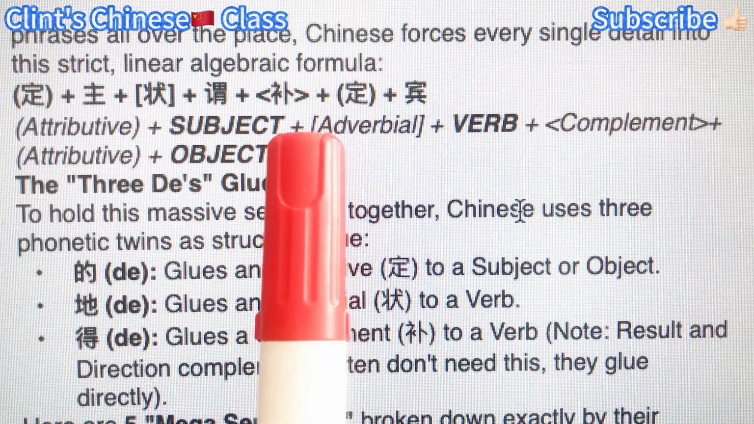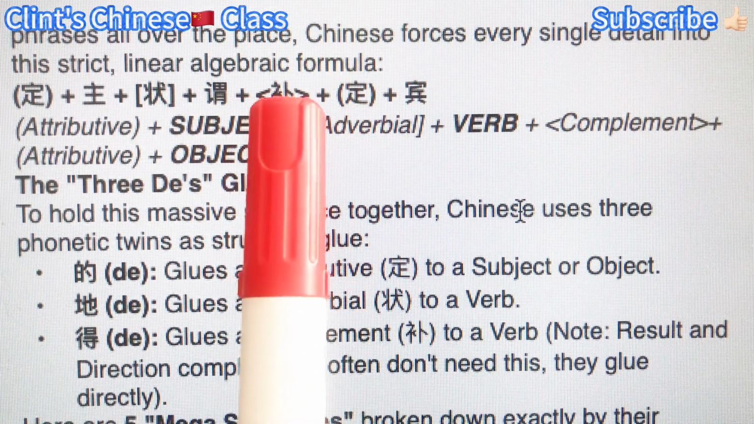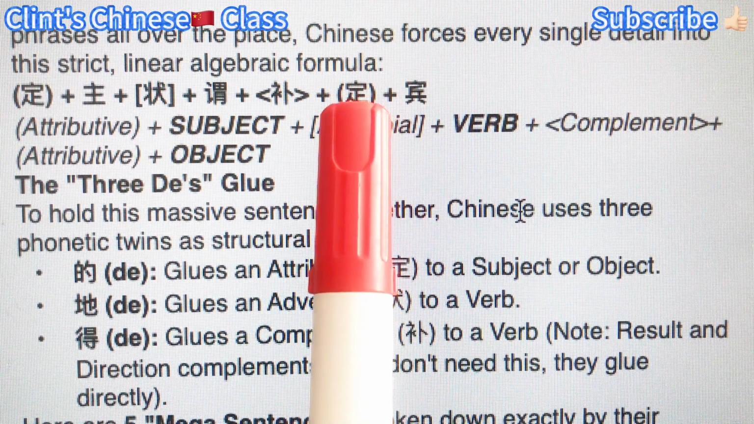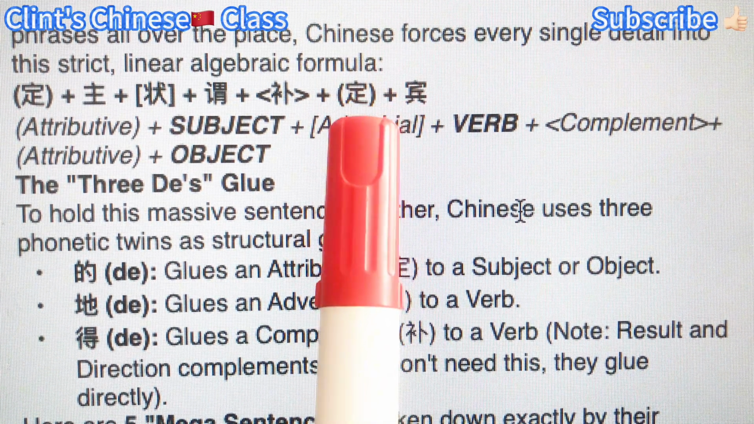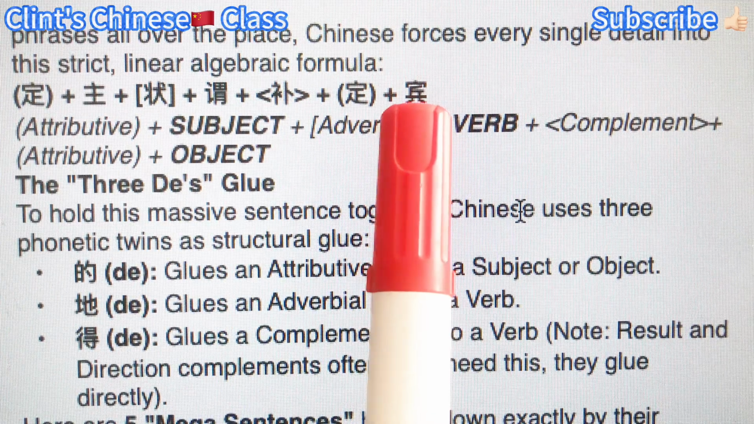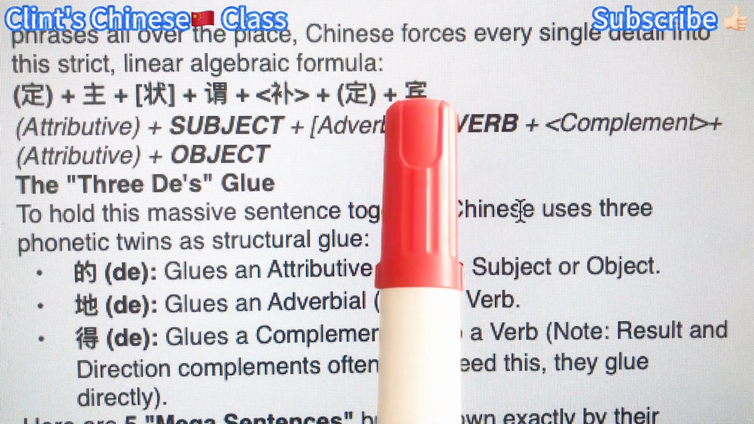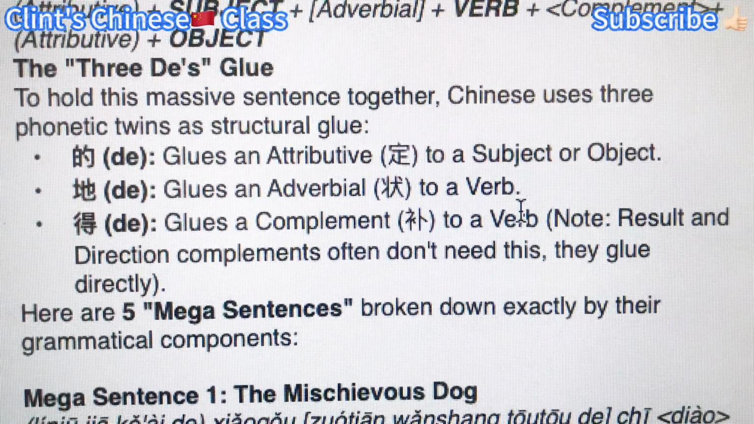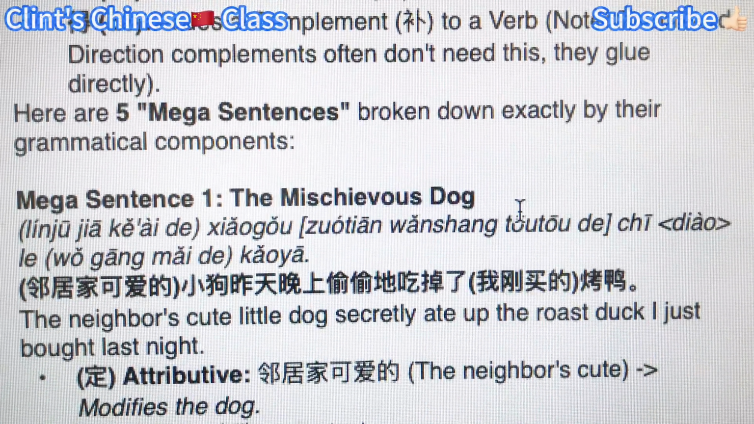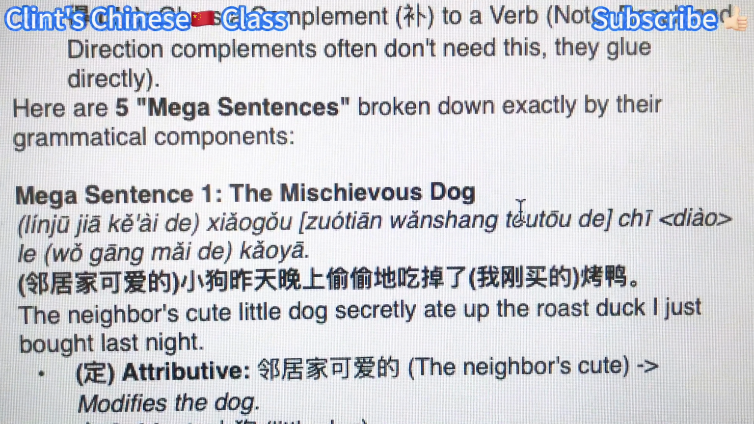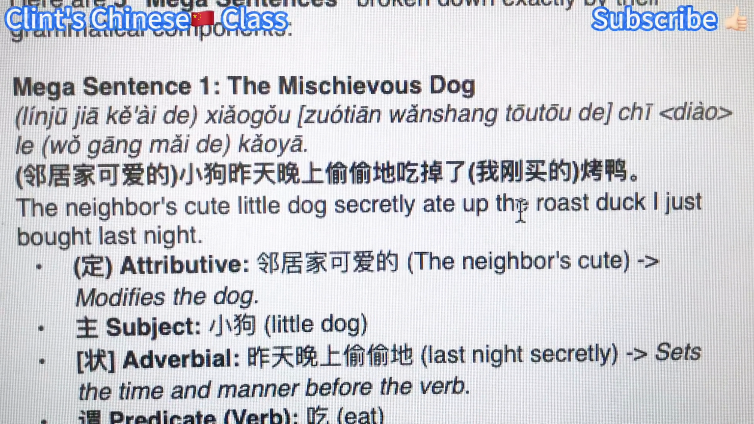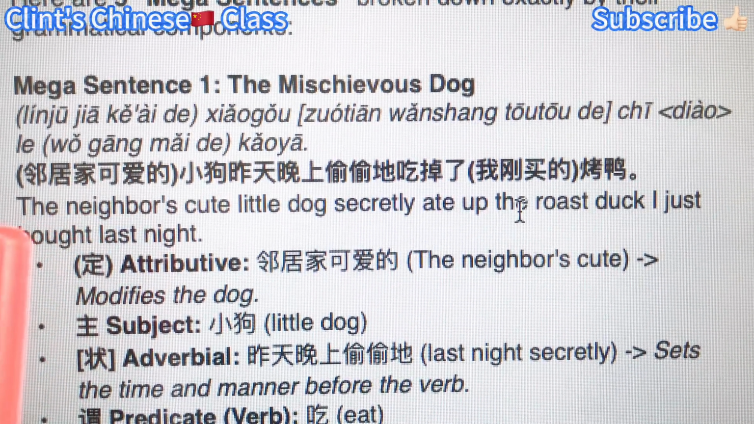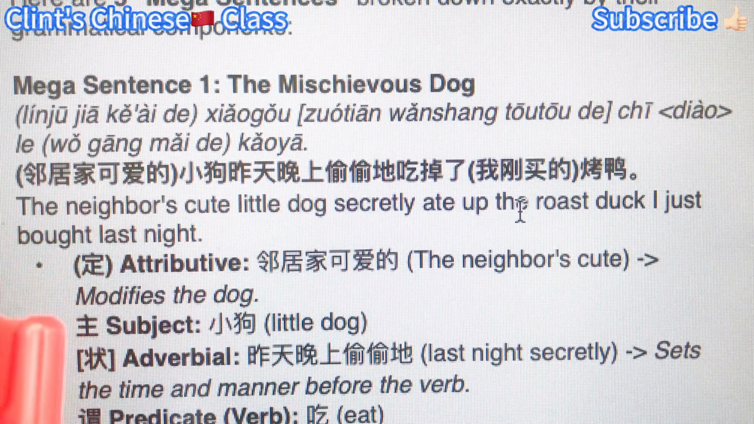All right. Now after the predicate and complement, we have this object, and we can use attributive or adjective to modify the object, which is usually a noun or noun phrase. All right. Now let's analyze the 5 mega sentences. These sentences are extremely long and include all the grammatical components.